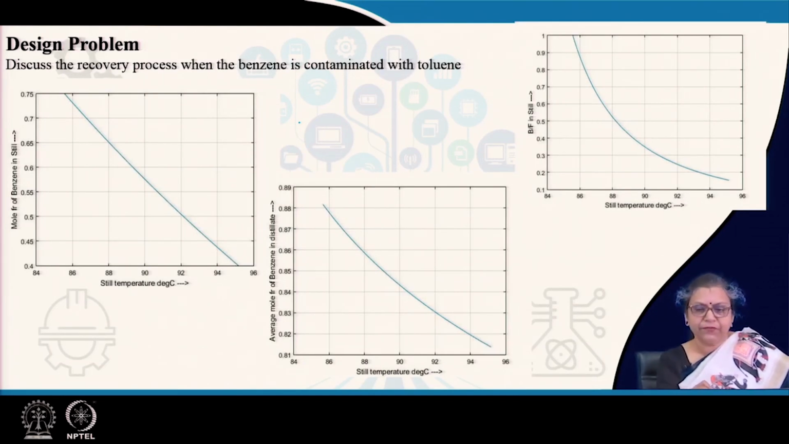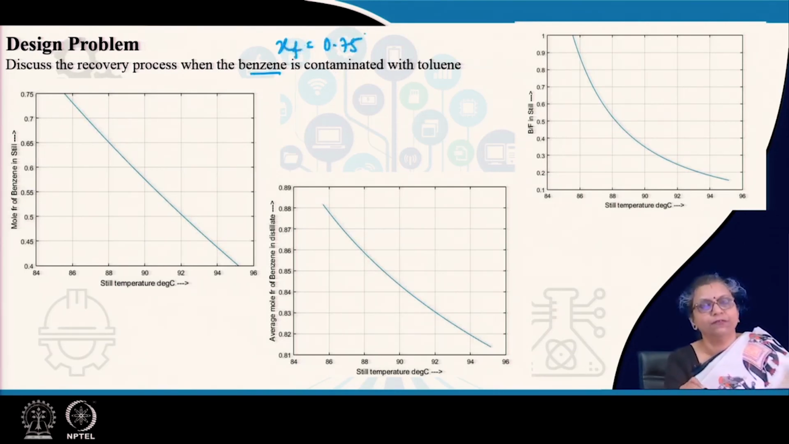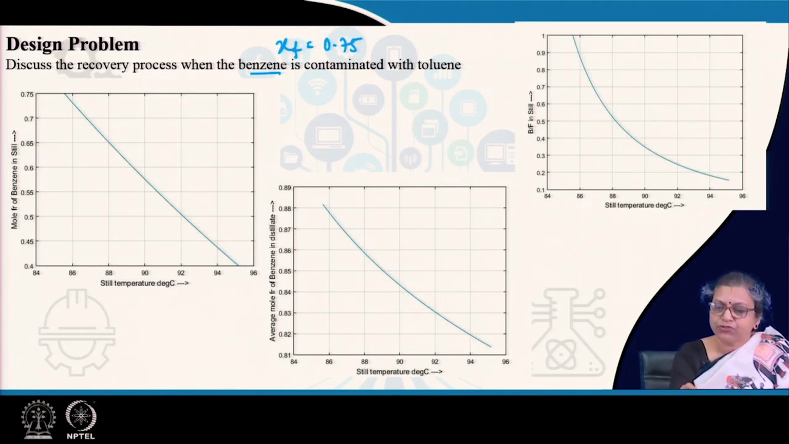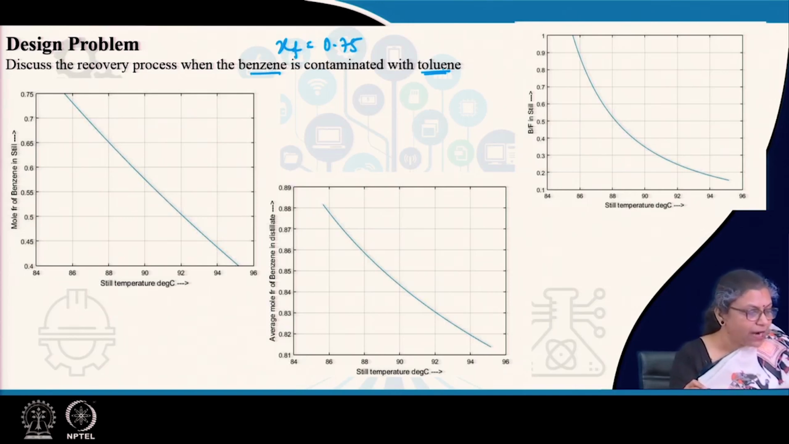I thought I would repeat the process with benzene of the same composition, maybe from some other source. We have got the feed this time with the same composition of benzene, but this time it is contaminated not with orthoxylene but with, say, toluene. So, can we perform this operation in this case? Again we start with the same thing. The P still in this case is 1 atmosphere; we have kept the same thing.